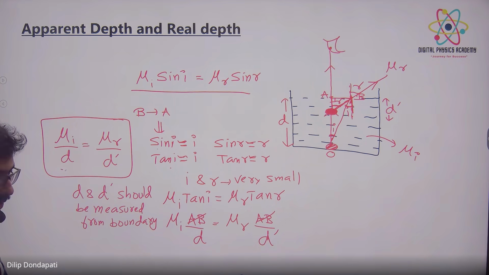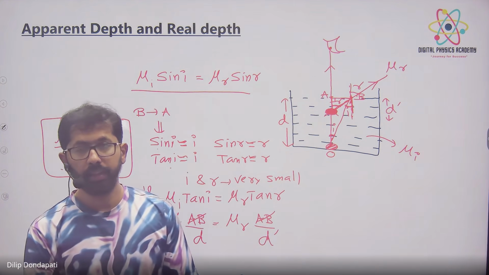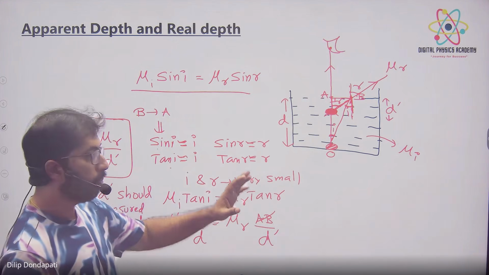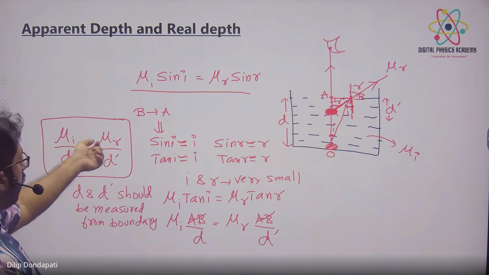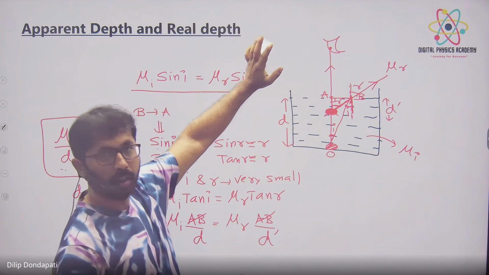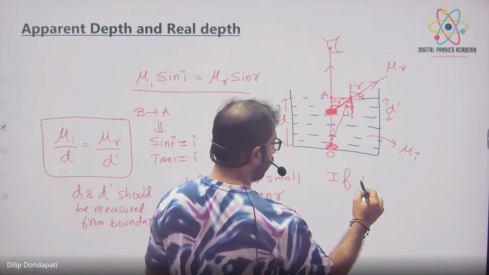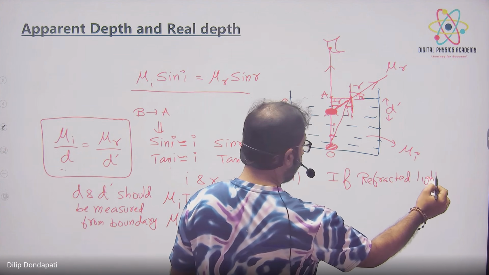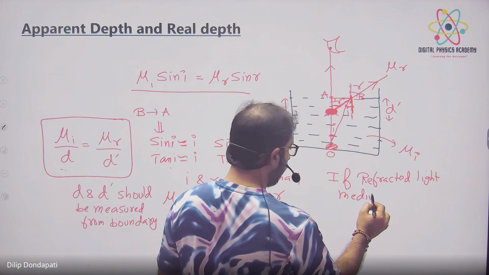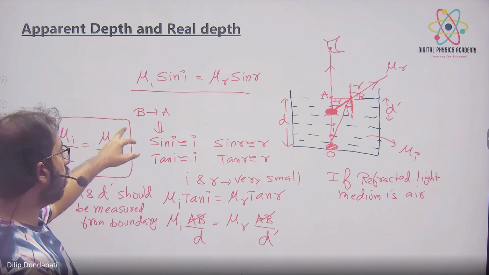Okay, what is the formula? Tell me. Mu I by D, say mu I by D is equal to mu R by D dash. D dash is the apparent depth. D is the real depth. Okay, suppose if the outside medium, the medium of the refracted light, is air, then what will happen? The value of mu R is 1.